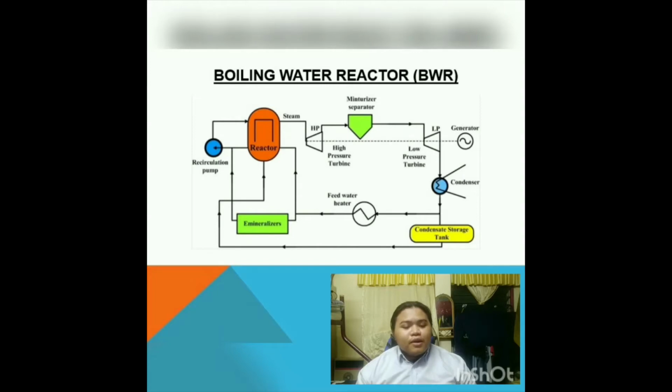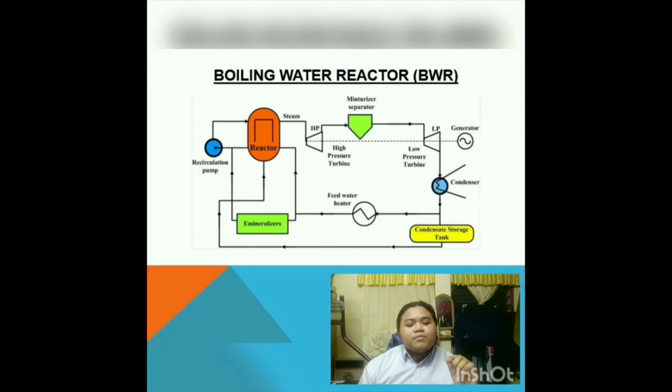Okay, for the next slide, I would like to present about the boiling water reactor, BWR. This is the schematic diagram for the boiling water reactor. The boiling water reactor is a direct cycle steam producing technology in which reactor coolant boils in the core and generates steam that travels directly to a turbine through a moisture separator and steam dryer.